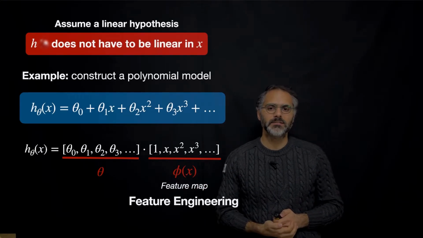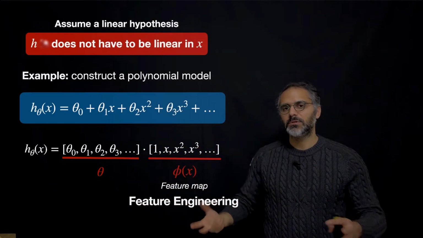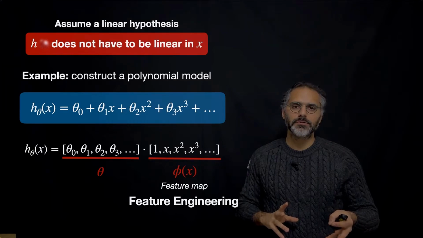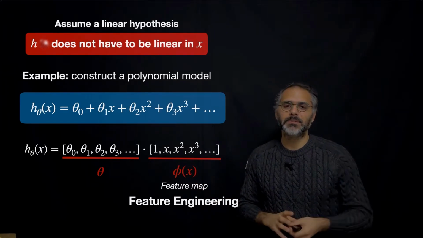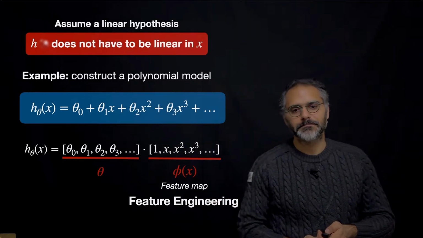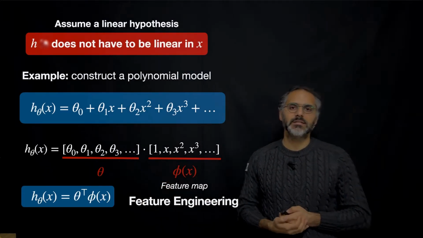So this is phi of x. And this whole field of taking an input, pre-processing it in some way or another, and constructing a feature vector out of it, and then making predictions is called feature engineering. Right, so we have theta transpose phi(x) in this case.